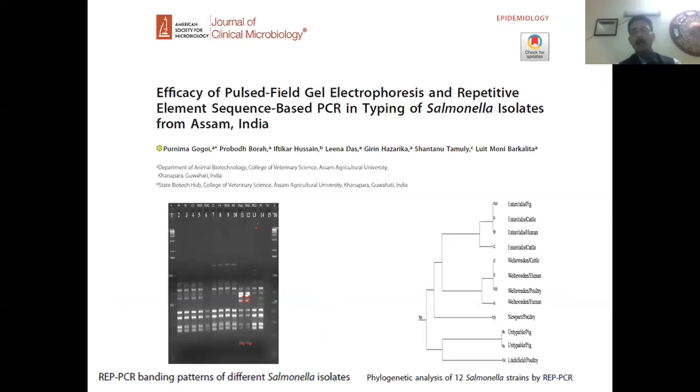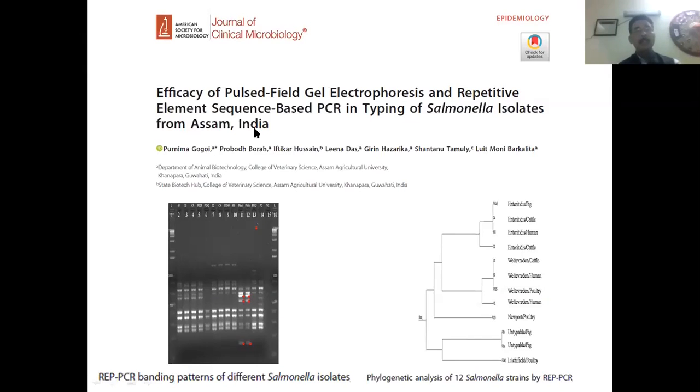Then another work was done by one of my master's degree students, Dr. Purnima Gogoi, who is now doing her PhD in IVRI. So she did a small piece of work, but interestingly, it was published in a highly coveted journal for microbiologists, the Journal of Clinical Microbiology. The current impact factor is 4.76. So it's internationally known as one of the most coveted journals in microbiology, published by the American Society for Microbiology.